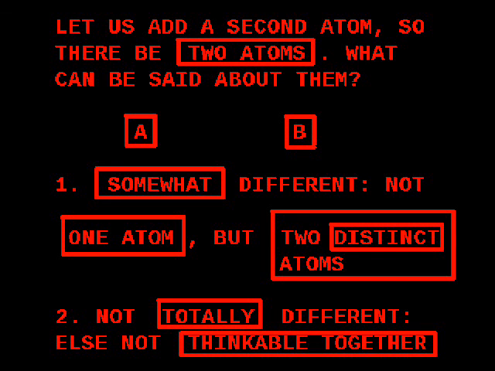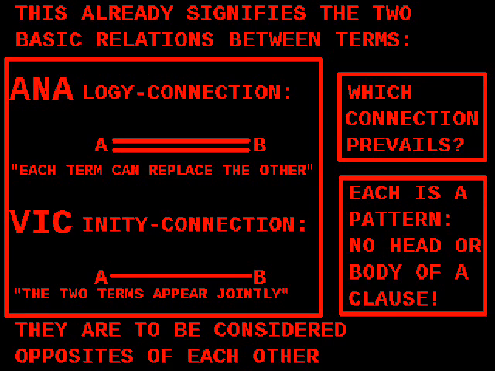You cannot think of things that have nothing to do with each other at all, or it couldn't be thought in one and the same mind. Therefore, you can say any two terms in the thought space are somewhat different and somewhat similar. This already defines the two basic relations on which my theory is based. They are namely the analogy connection and the vicinity connection. I'm abbreviating them as calling it an ana connection and a vic connection.